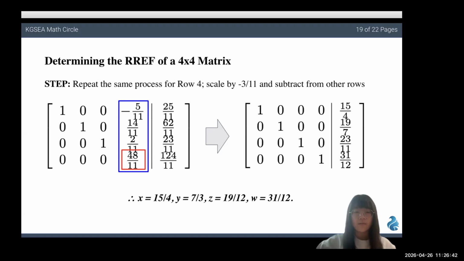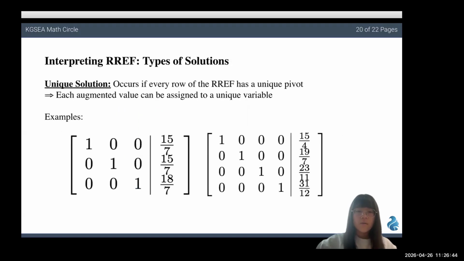And let's look more closely into how the end result of the RREF connects to the type of solution a system can have. The example we looked at previously has a unique solution. This occurs if every row has its own pivot, such that each one of the augmented values on the right side of the matrix can be assigned to each of the distinct variables.